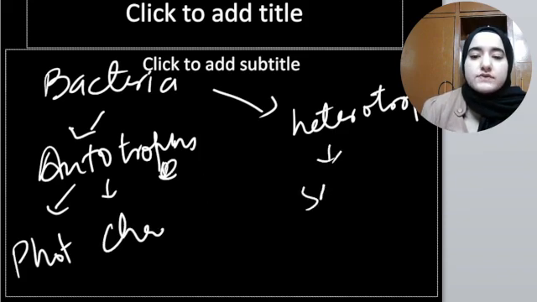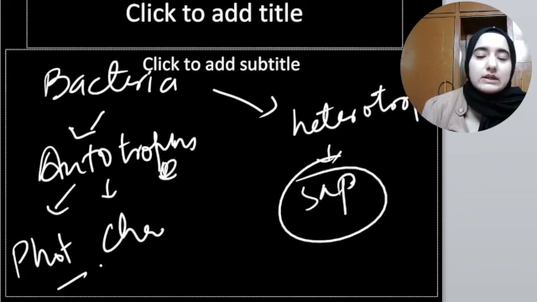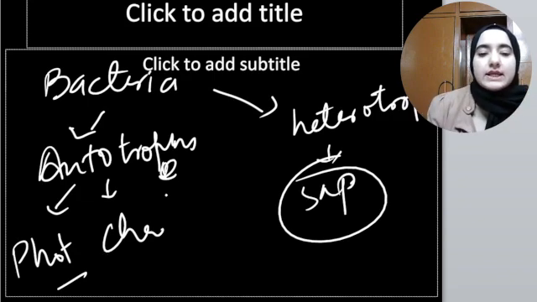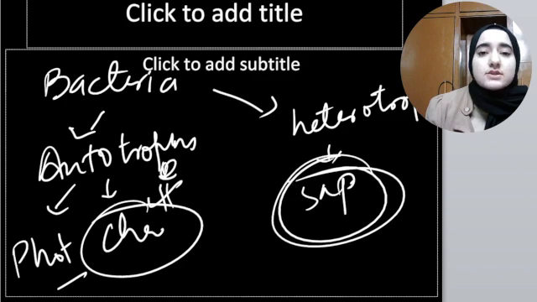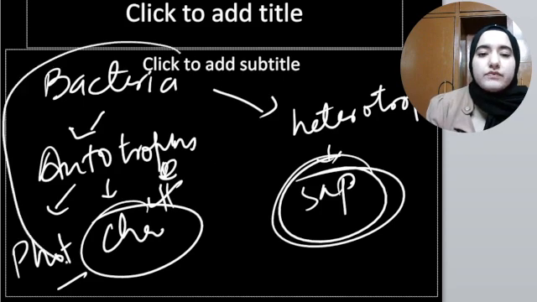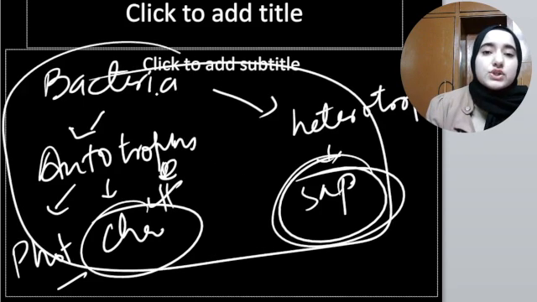And in heterotrophs, they may be saprophytes. Photosynthetic means those organisms which prepare their food with the help of sunlight. Chemosynthetic are those organisms which prepare their food with the help of chemicals, okay? And saprophytes are those organisms which depend on dead and decaying organic matter, okay? I hope this concept of living biological classification is clear.